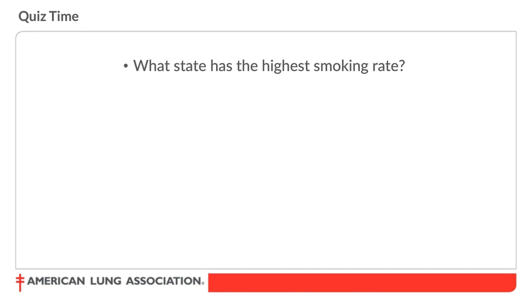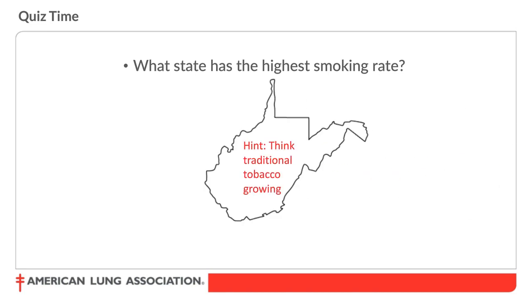Next question. What state has the highest smoking rate? I'll give you a hint. Think traditional tobacco growing. If you answered West Virginia, you'd be correct. West Virginia has a 26% smoking rate. So, then what state has the lowest smoking rate? That would be Utah, who has a smoking rate of 8.9%.